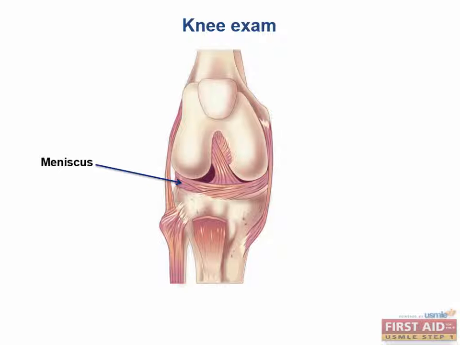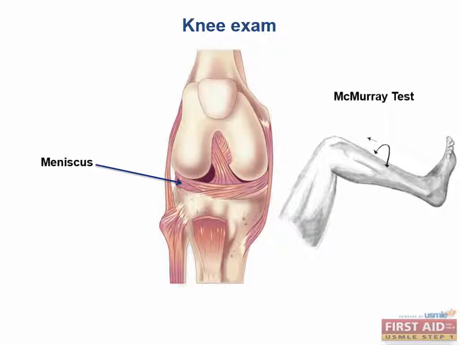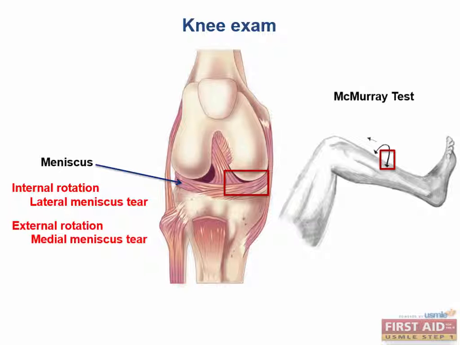How do we test the meniscus? With the McMurray test. We are going to rotate the tibia while flexing and extending the knee. Now, internal rotation is when you rotate the tibia so that the toes point to the midline. If the patient has pain and popping, then they have a lateral meniscus tear. Just the opposite, or external rotation, will give signs of a medial meniscus tear.